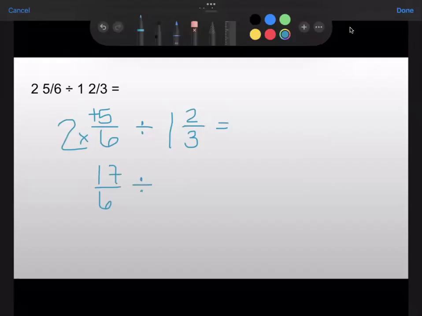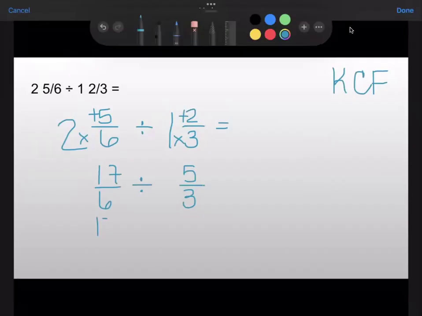Keeping the division symbol for now, keeping 3 as the denominator, but I need to do 3 times 1 plus 2 to get that new numerator. 3 times 1 is 3, plus 2 would be 5. So these are the two improper fractions I'm dividing. Now I can use keep, change, flip.